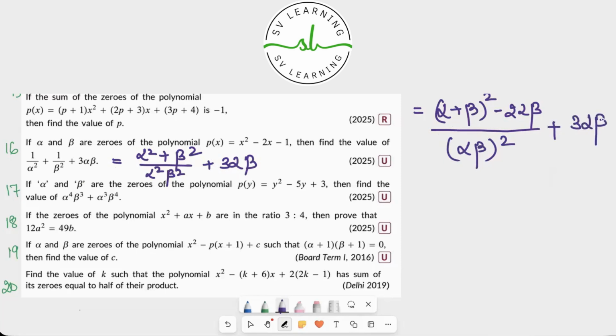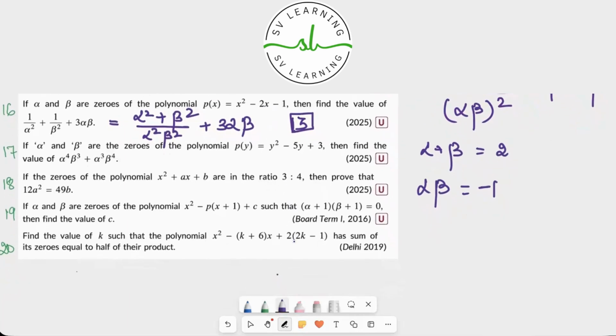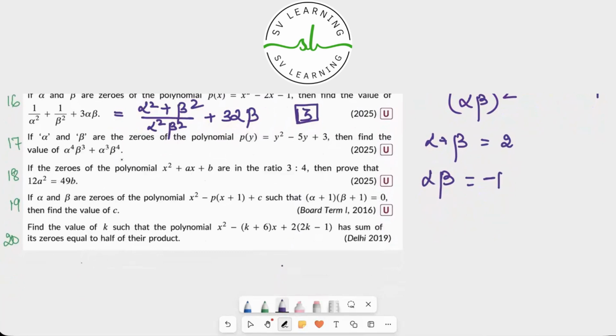Now after that, need not do anything special, just substitute the value of alpha plus beta and alpha beta. For example, here alpha plus beta will be 2 minus b by a and alpha beta will be -1. So you have to just substitute in the values and you should get the answer of this one as 3. So I hope this is clear. So then I'm moving on to the 17th one.